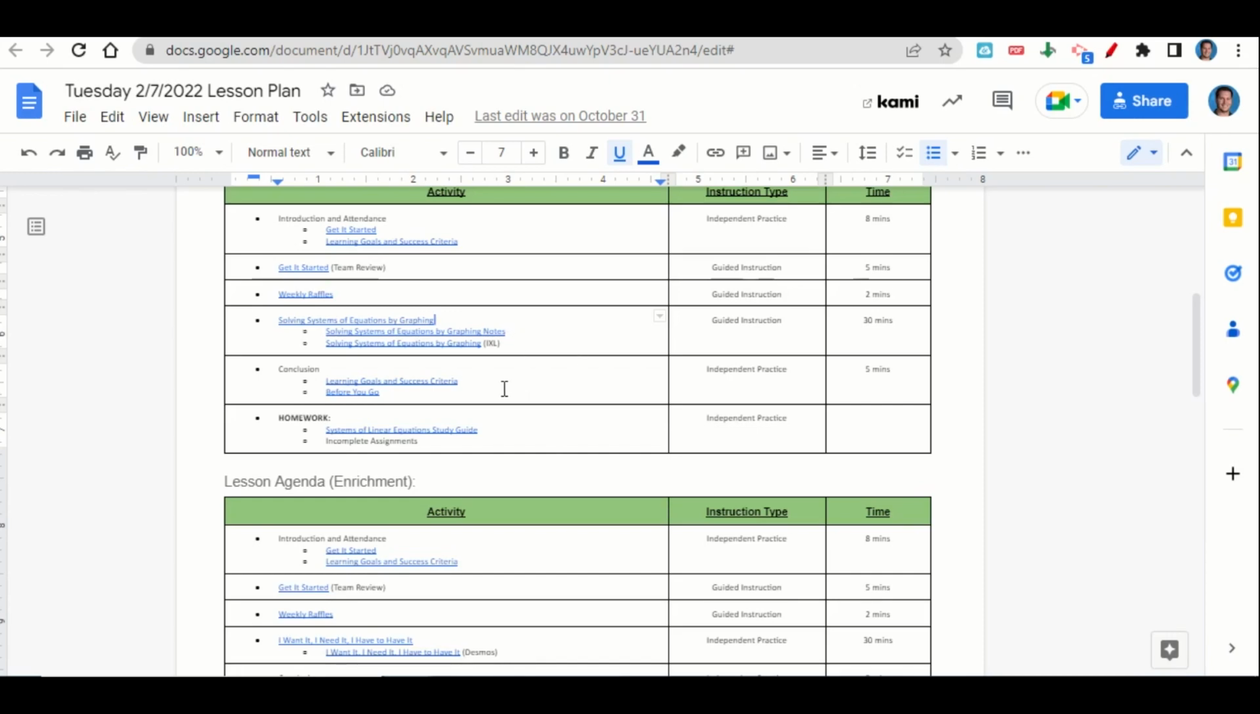Then at the end of class, we'll go back over our learning goals and success criteria while you fill out your before you go. Your only homework for tonight is to continue working on the Systems of Linear Equations study guide and any incomplete assignments that you may have.